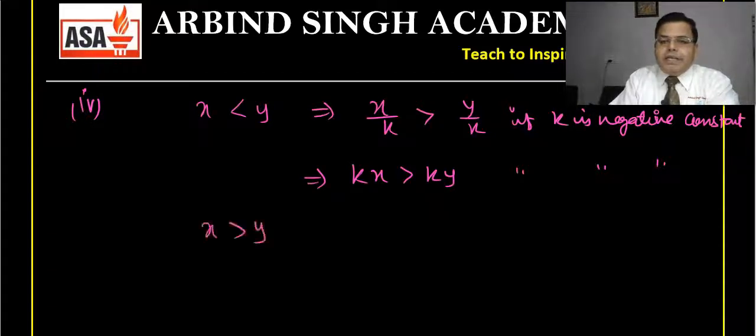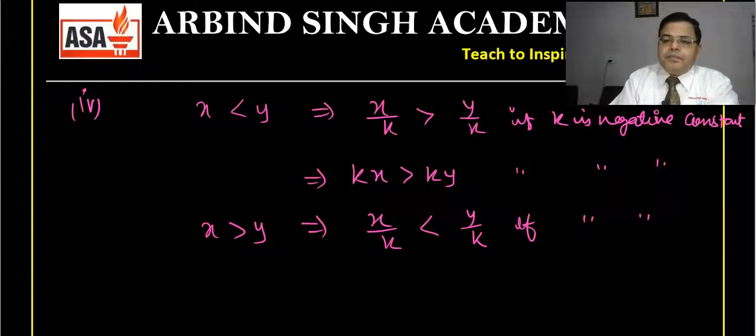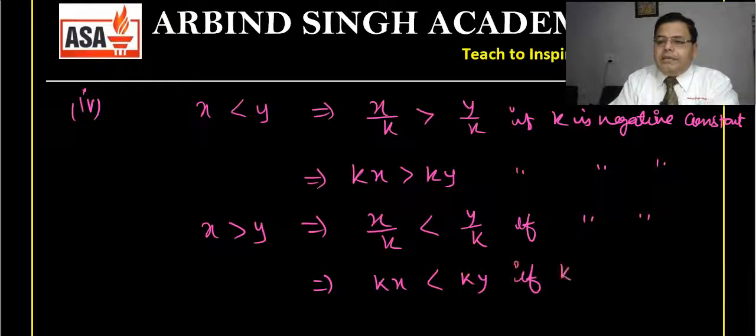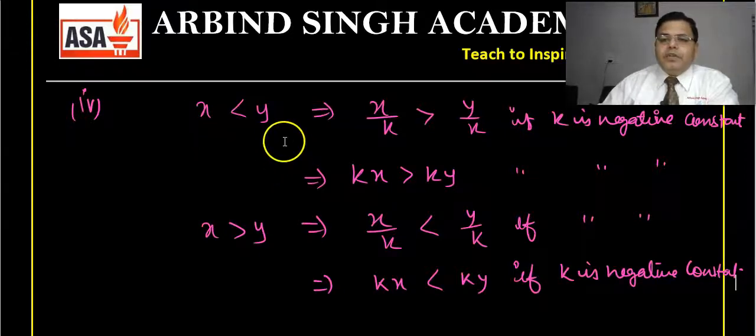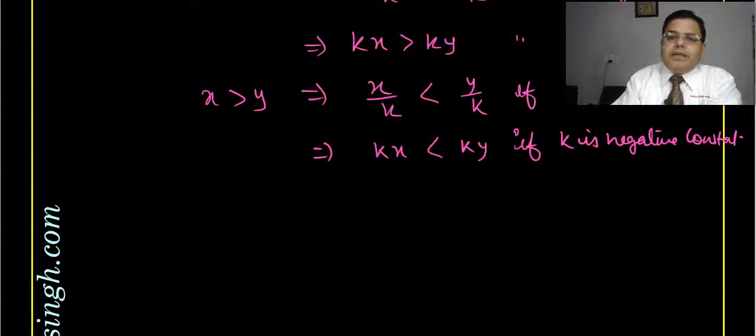Similarly, if x is greater than y, then kx will be less than ky if k is a negative constant, that is, k is less than 0. So whenever we multiply, the conclusion is that, let me explain with some examples as well.